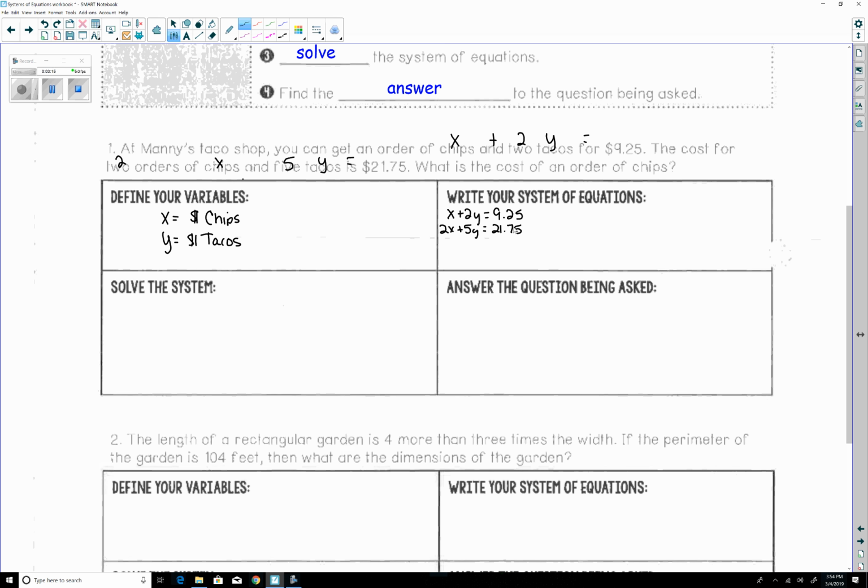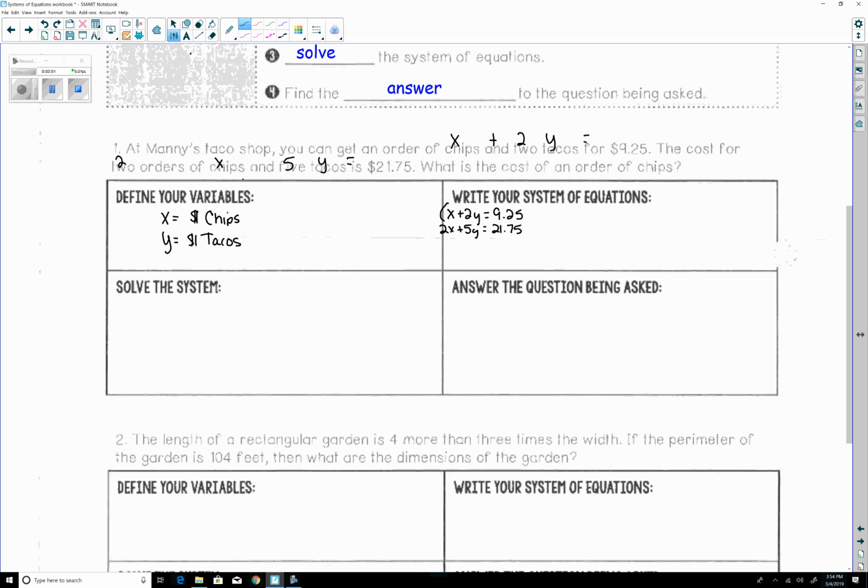So with elimination, we have to look for a set of opposites. So either our x terms or our y terms have to have opposite signs and the same coefficient. Now I don't have that with either one of the x or the y, so I have to create it. I see x plus 2y in the top equation, and 2x plus 5y in the bottom equation. So I'm going to multiply the top equation through by a -2, and that should create a new equation with a set of opposites.